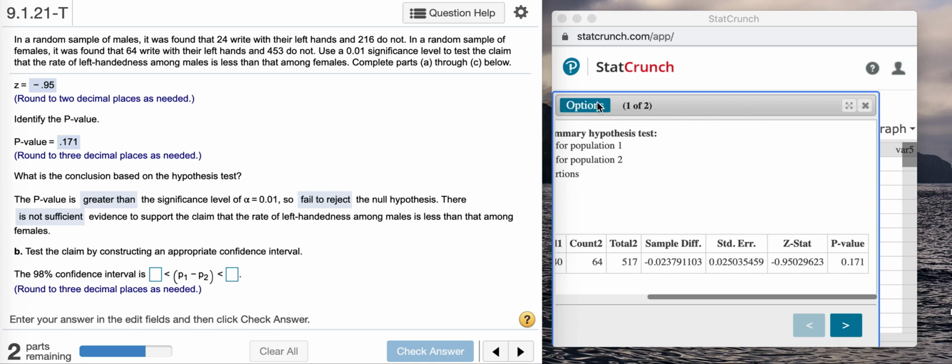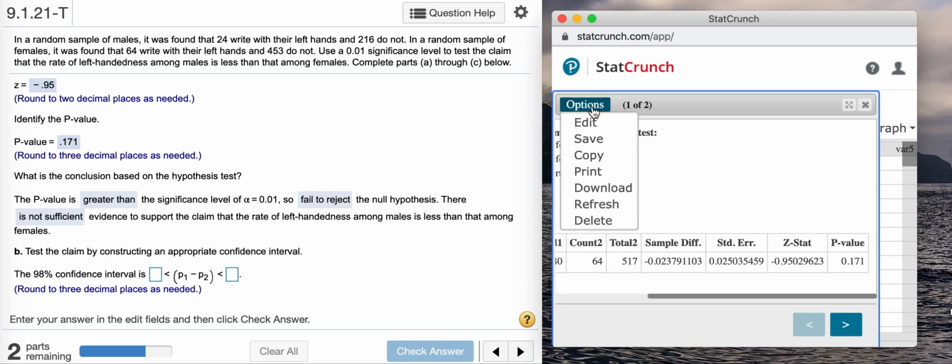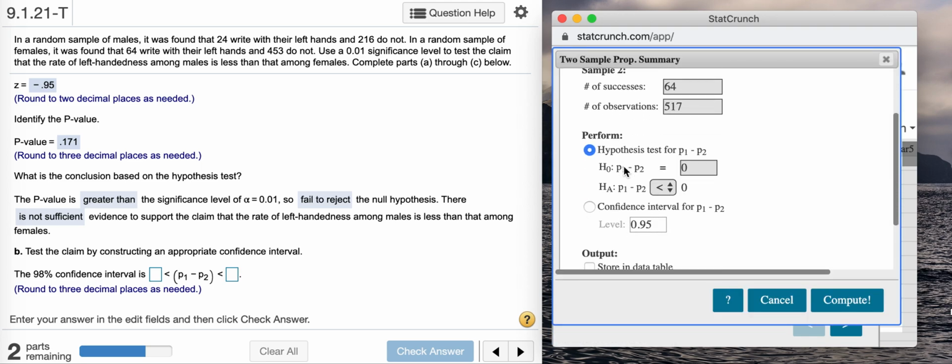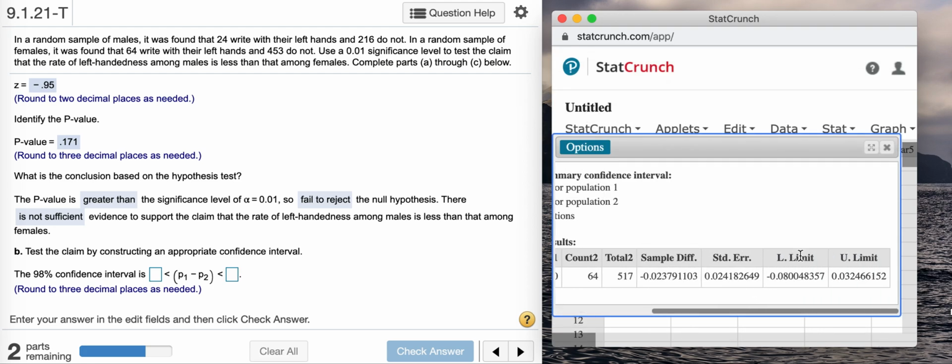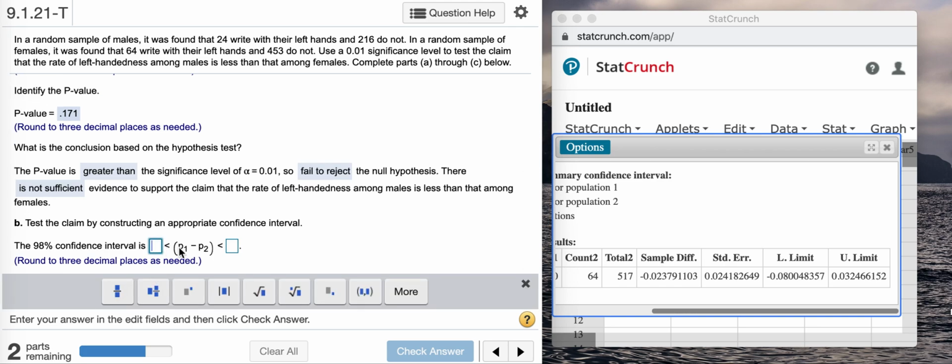So what I can do over here, if you want, you can just press Options, Edit, and change your hypothesis test to a confidence interval and choose the appropriate confidence level, in this case 98%, and press Compute, and it will give you the lower limit and the upper limit. And so if I look at this to 3 decimal places, the lower limit is negative 0.08. The upper limit to 3 decimal places would be 0.032.